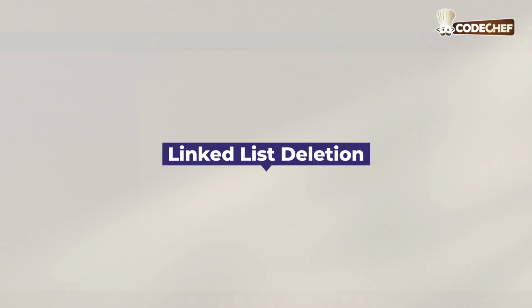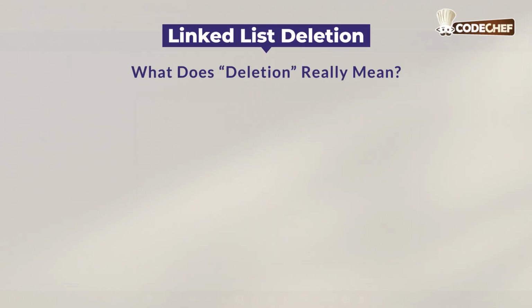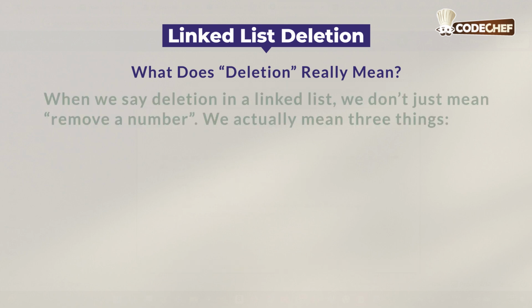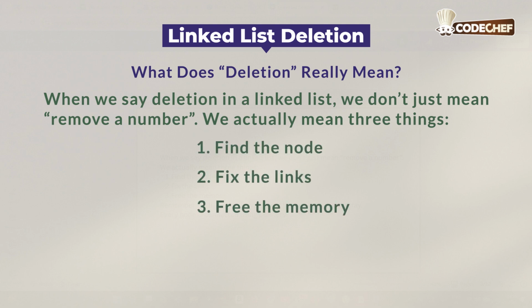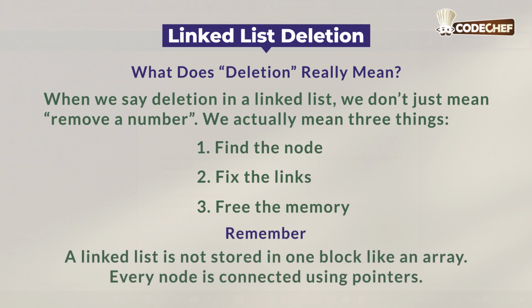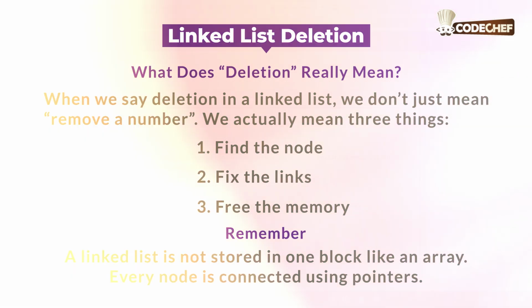So let's dive in. Linked list deletion. What does deletion really mean? When we say deletion in a linked list, we don't mean remove a number. We actually mean three things: find the node, fix the links, free the memory. Remember, a linked list is not stored in one block like an array. Every node is connected using pointers. So if we delete a node without fixing the link, the list breaks.